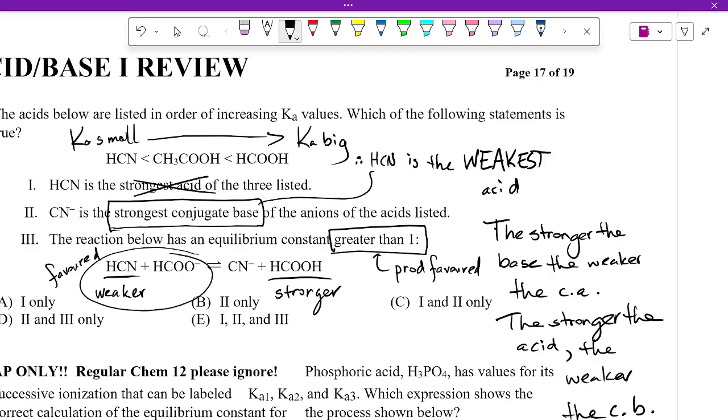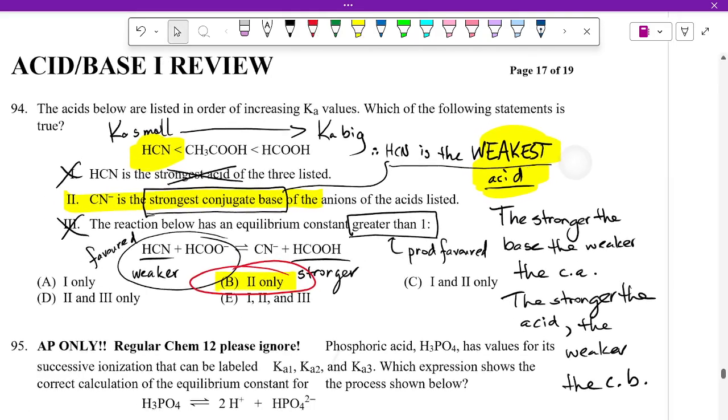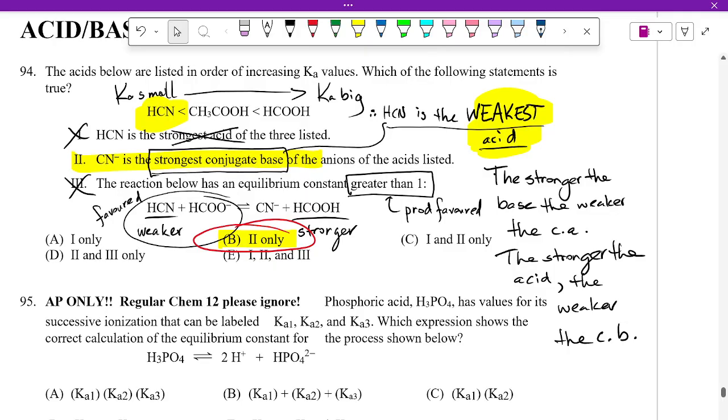So this one is not true. This one is not true. Is it true that HCN is the weakest acid? Yes. So that's going to be number 2 only. You can ignore number 95, and now we're going to try 96.